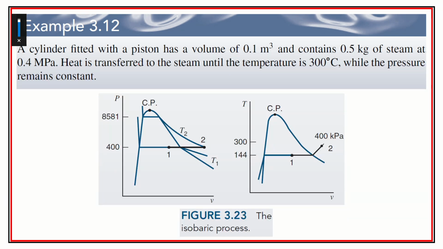So here's the problem. A cylinder fitted with a piston has a volume of 0.1 cubic meters, and it contains 0.5 kilograms of steam at 0.4 megapascals. The heat is transferred to the steam until the temperature is 300 degrees Celsius, while the pressure remains constant.